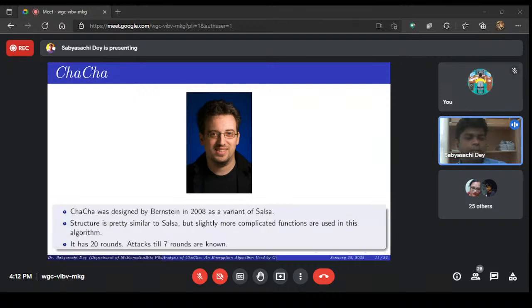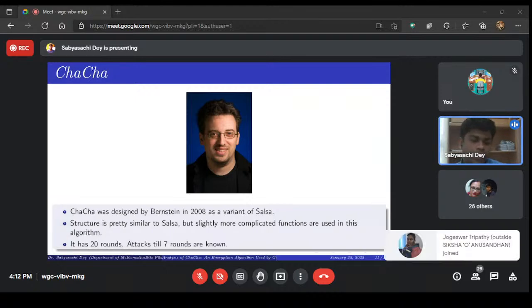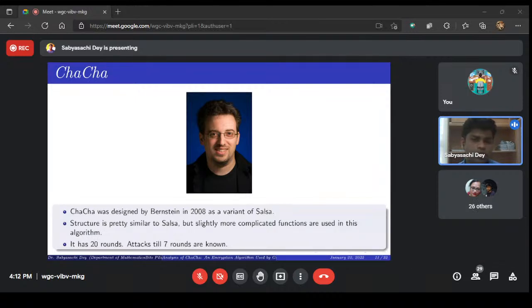And interestingly, so far only up to 7 rounds it has been attacked. That means it has 20 rounds. The original version has 20 rounds. As we increase the rounds, more security comes, and with fewer rounds, less security. So far only up to 7 rounds it has been attacked. This is the reason why Google has decided to go for this cipher.